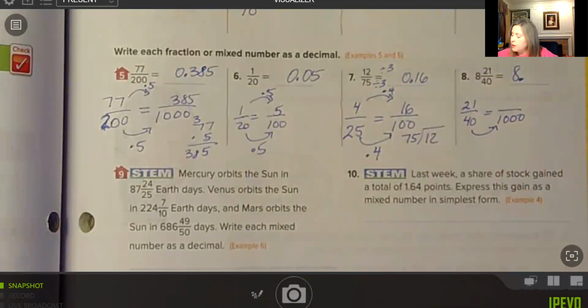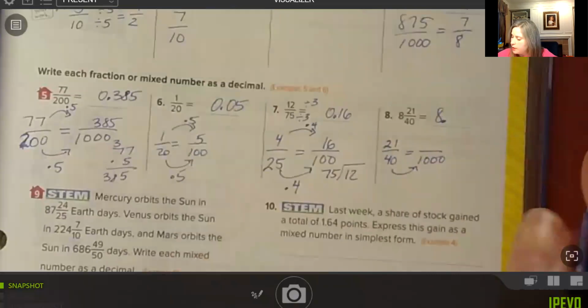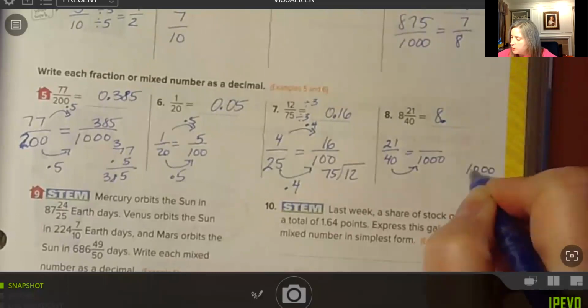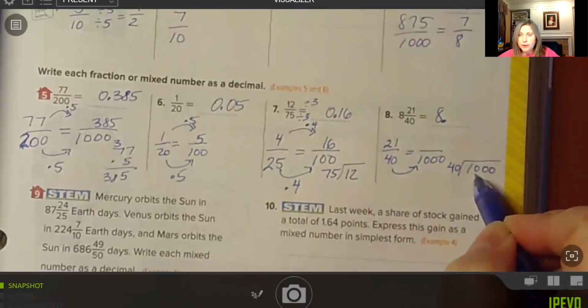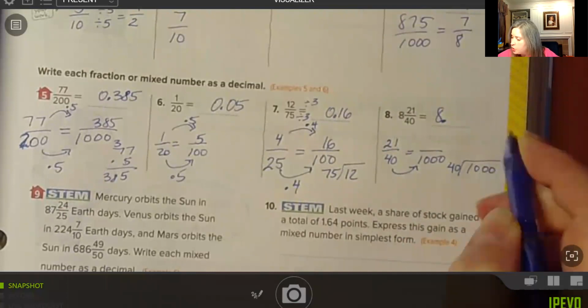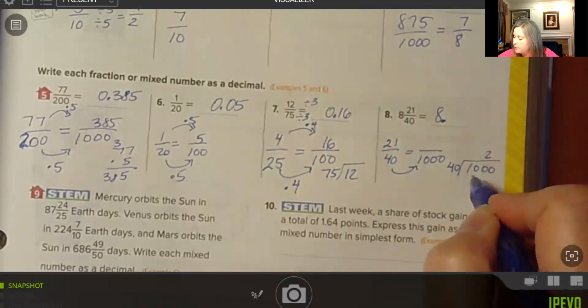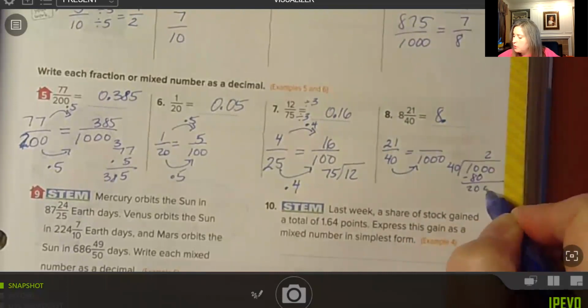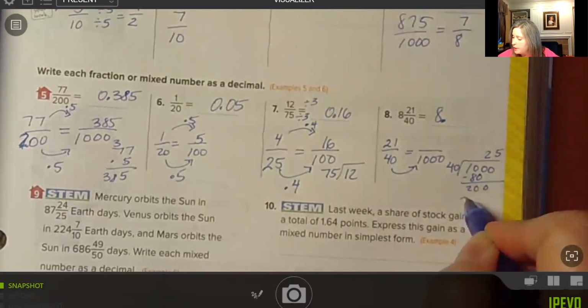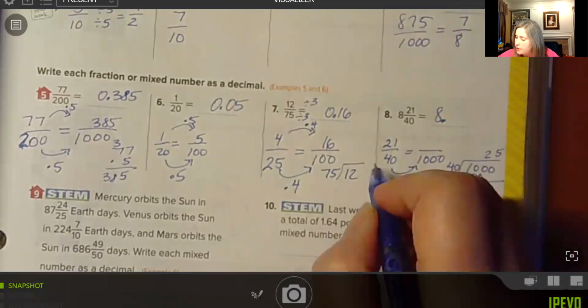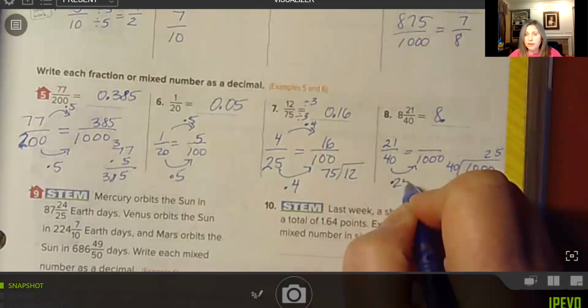And so what I'll do is over here, what's 1,000 divided by 40? 40 can't go into 1, it can't go into 0, so I can't write anything above the 1 or the 0. It can go into 100, it goes into 100 2 times. 2 times 40 is 80. Subtract, I get 20, bring down the 0. 40 goes into 200 5 times. So that's 25. So 40 goes into 1,000 25 times.